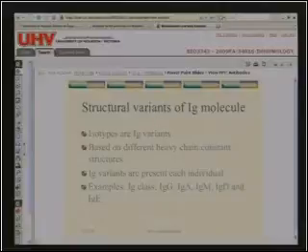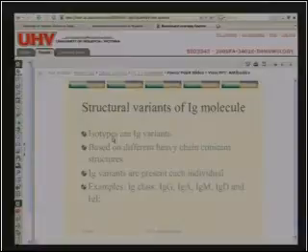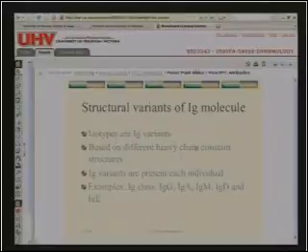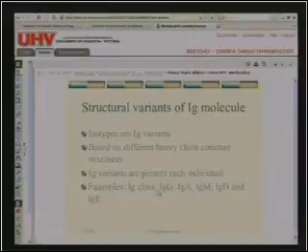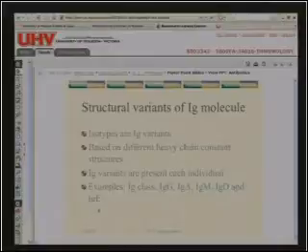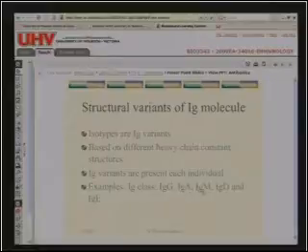Now we have here the same thing, isotypes. Isotypes have the same function, but they have different variants. We will see that based on different heavy chain constant structures, and immunoglobulin variants are present on each individual immunoglobulin structure. So the Ig variants are present as an IgG type, IgA type, IgM type, IgD type, and an IgE type. So IgG, IgA, IgM are immunoglobulin G, immunoglobulin A, immunoglobulin M, and immunoglobulin D, and immunoglobulin E.